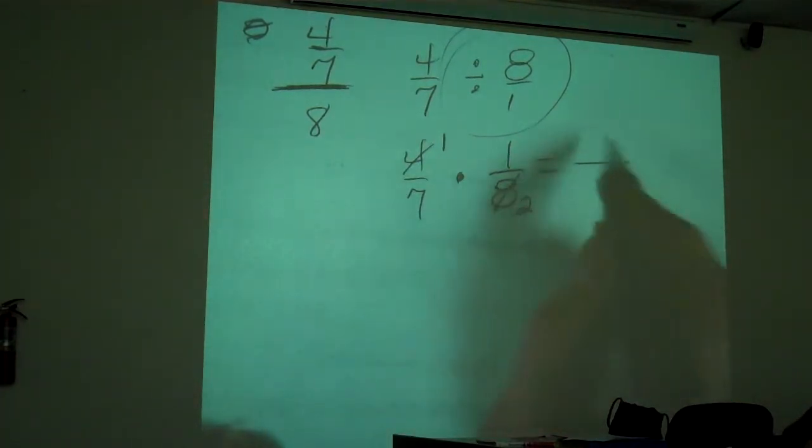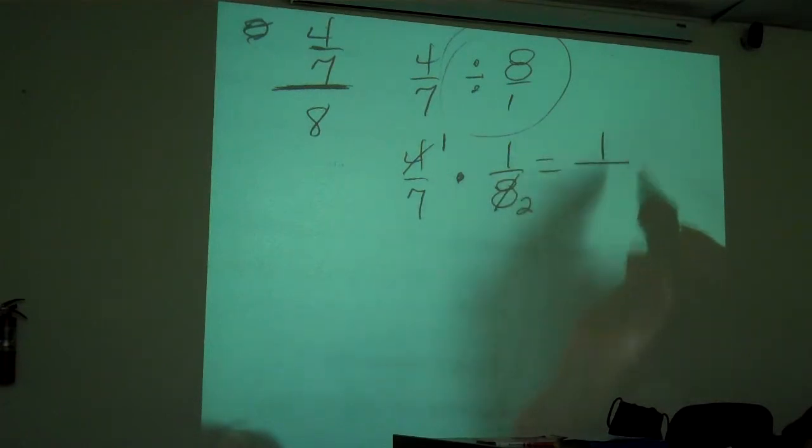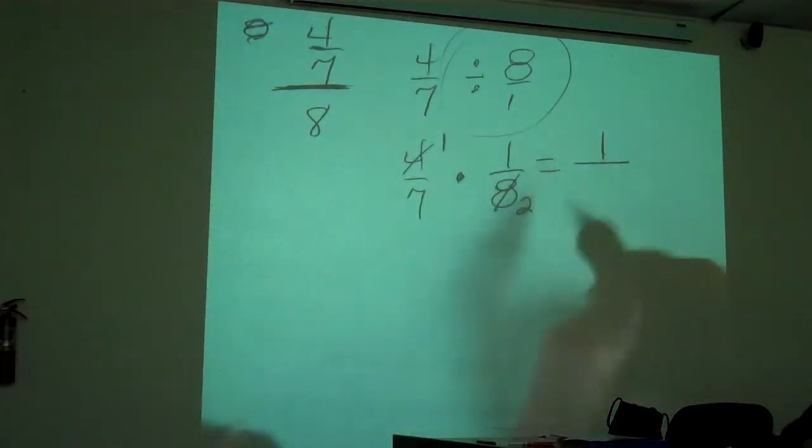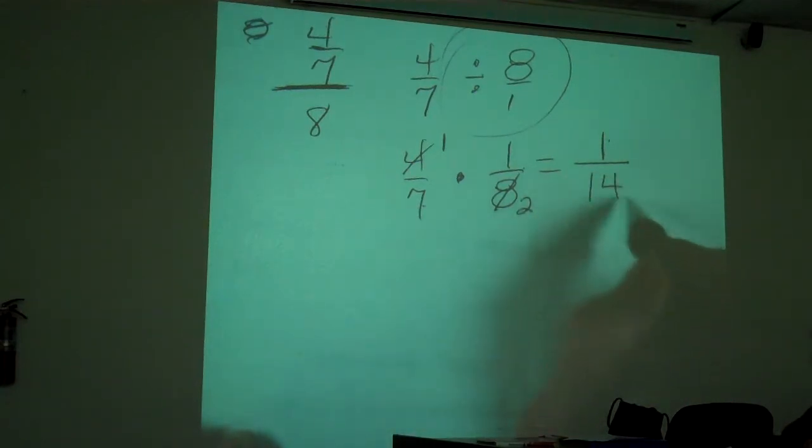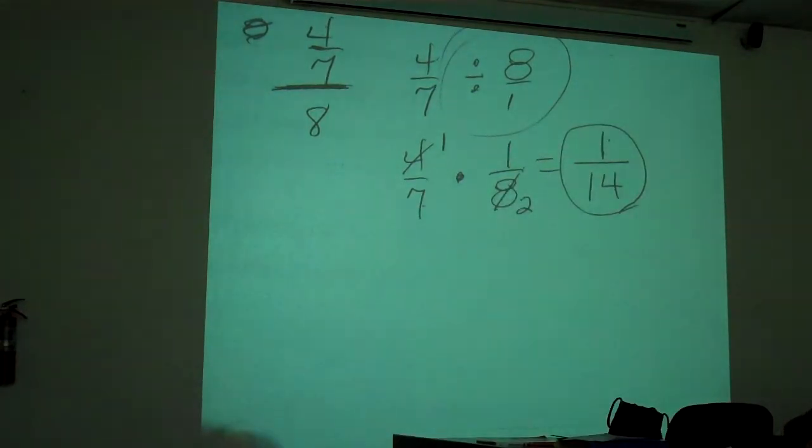If there's a 1 on top, you do need to write it, okay? It's not like this where you could leave it off. You have to have that 1 on top. 7 times 2 is 14. So that's your answer, 1 over 14.